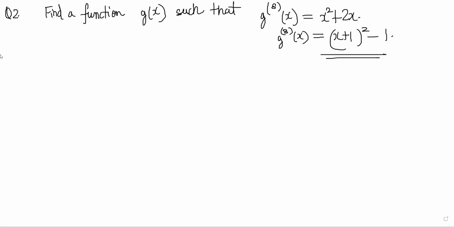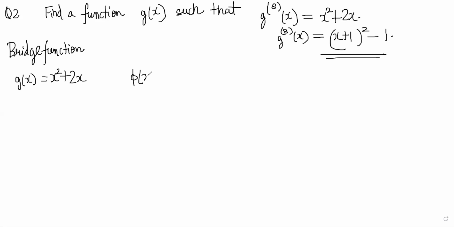So what I want to do is use the bridge function method here. The bridge function method said that we have to find two new functions: one is the bridge function and one is the third function. We have to say that g is similar to f through a bridge function phi. So let's say g of x is equal to x square plus 2x, phi of x, let's call that x plus 1, and the third function h of x is x squared.